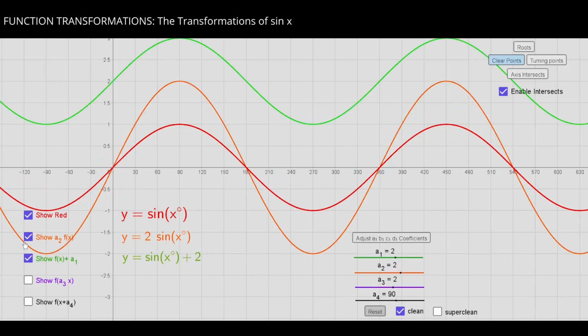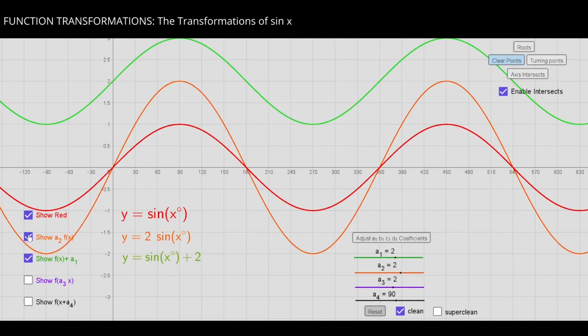So let me put both those two curves back on as a comparison. The orange curve is just the original curve multiplied by 2, and the green curve is the original curve with 2 added to it. And those are our two vertical transformations. So for me, with a background in electronics, I think of the orange curve as gain or loudness.